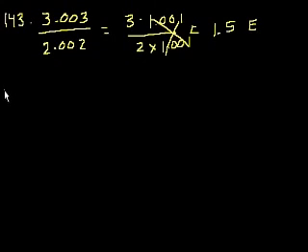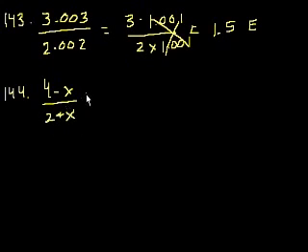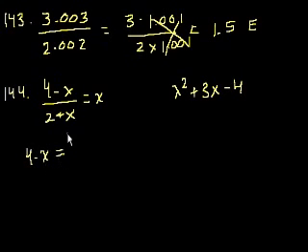Problem 144. If (4 minus x) over (2 plus x) is equal to x, what is the value of x squared plus 3x minus 4? Let's see if we could simplify this a little bit. Let's multiply both sides of this equation times 2 plus x. So you get 4 minus x is equal to (2 plus x) times x, which is 2x plus x squared.